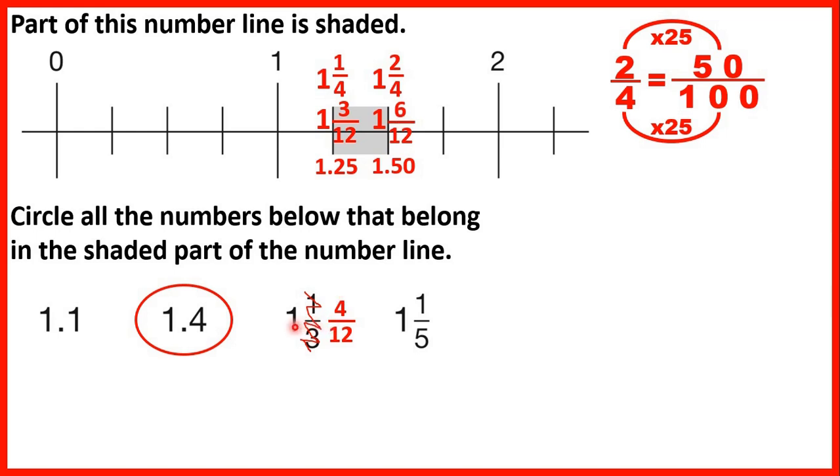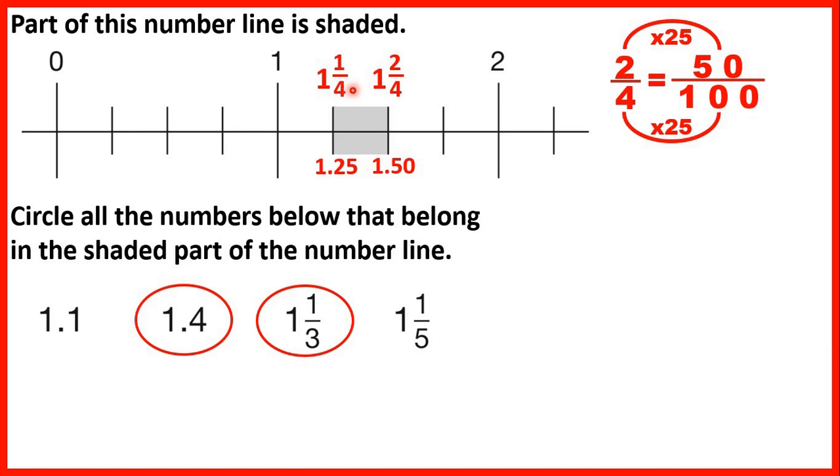So because 1 and 4/12 is between 1 and 3/12 and 1 and 6/12, we know that that fraction is in the shaded part of the number line. So we have 1 and 1/3. Next, we need to look at 1 and 1/5. But again, we have quarters.